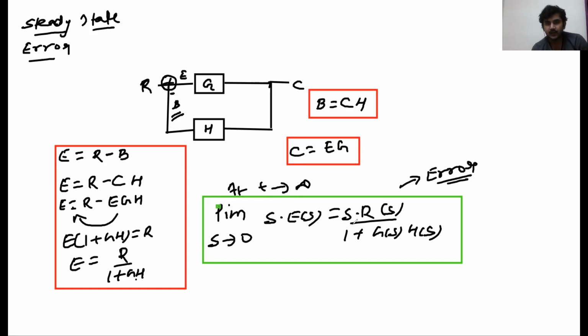So how would you calculate this? You will use this formula. R is your input, G is your forward path gain, H is your feedback gain.